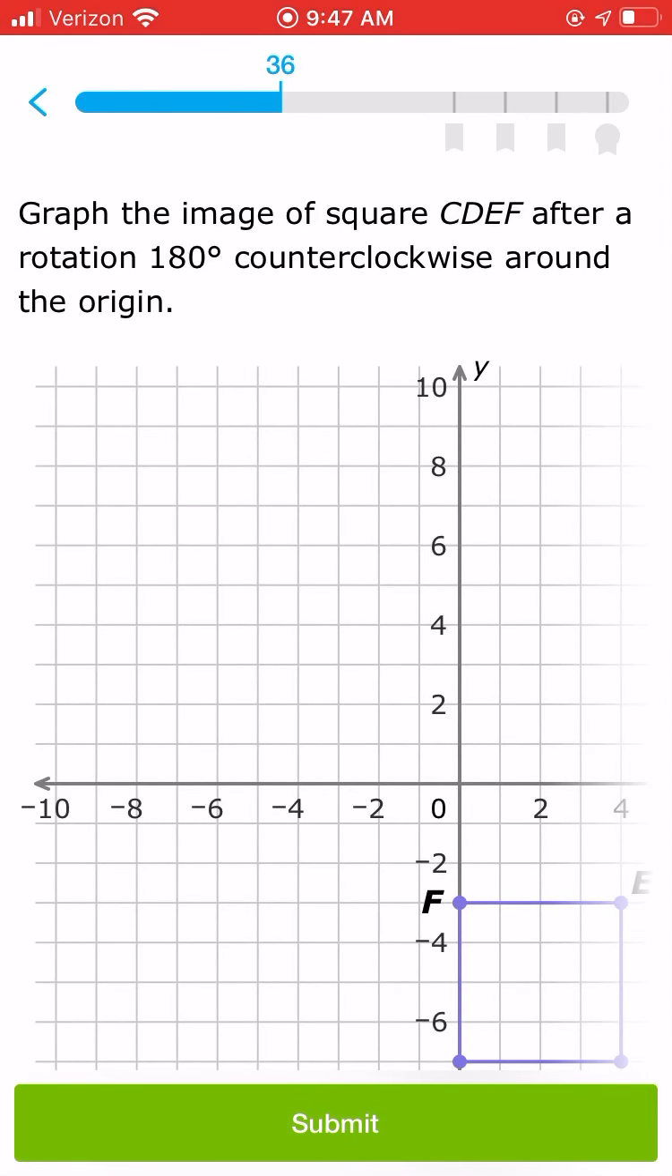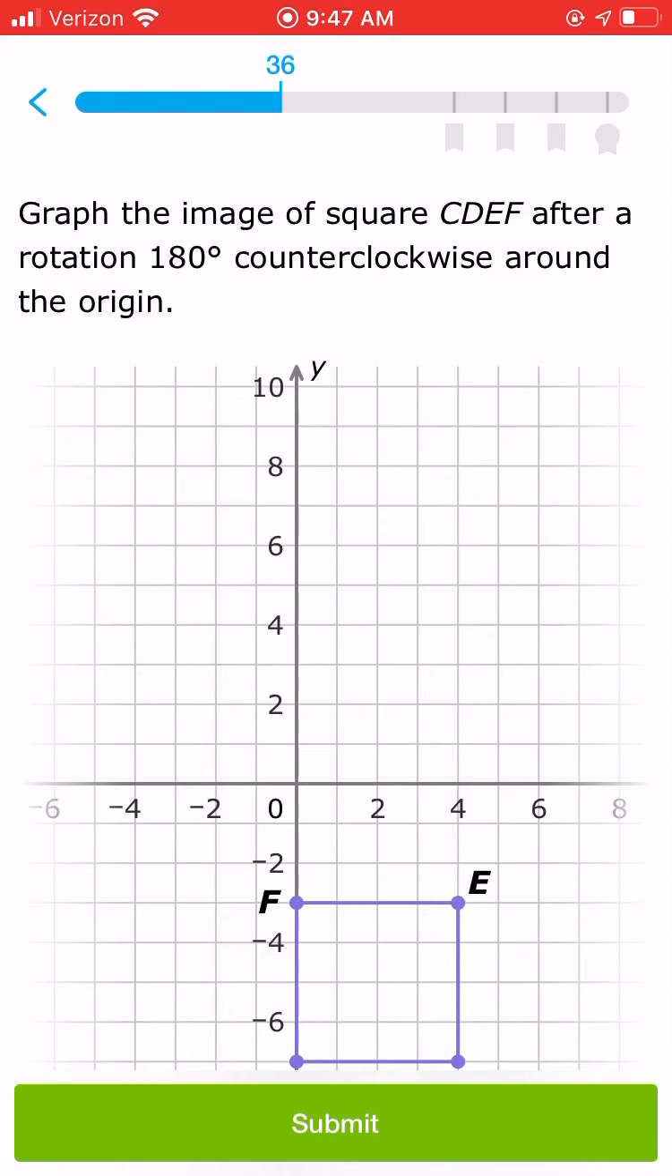Okay, this is what I've been waiting on. This is the last one. When you do 180 degrees, you can see I'm in the fourth quadrant. I'm going to be in the second quadrant. Because I'm going counterclockwise, I go through the third to the second, but I will be in the second quadrant. Now, when I do a 180, it's different than the 90 and 270. The X and Y stay the same.